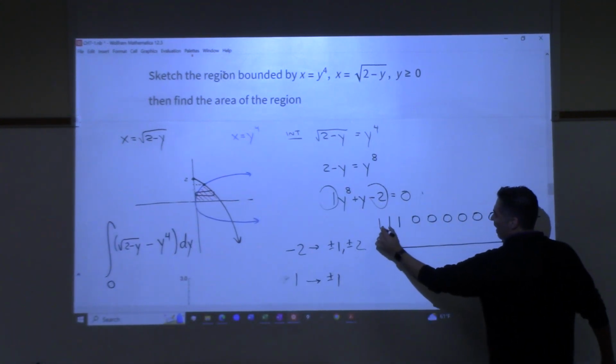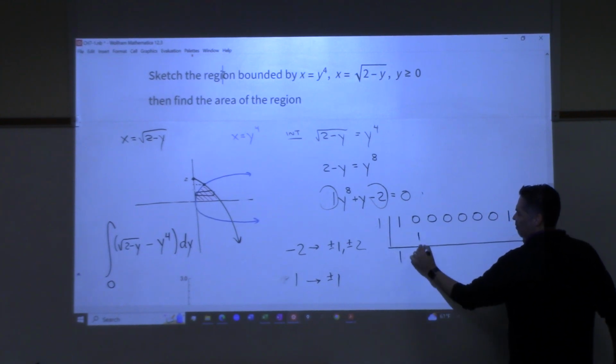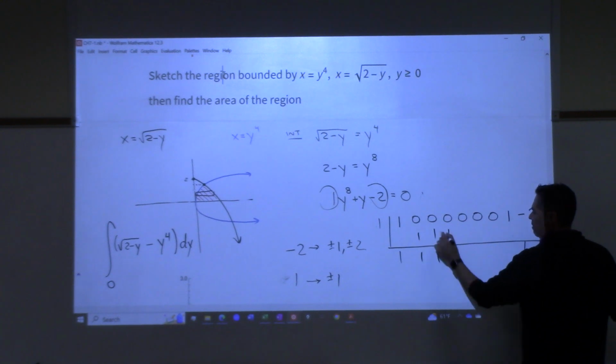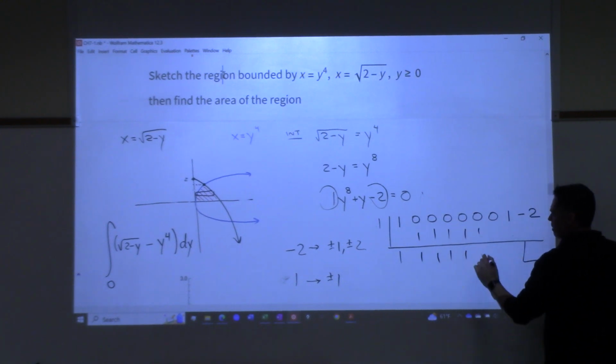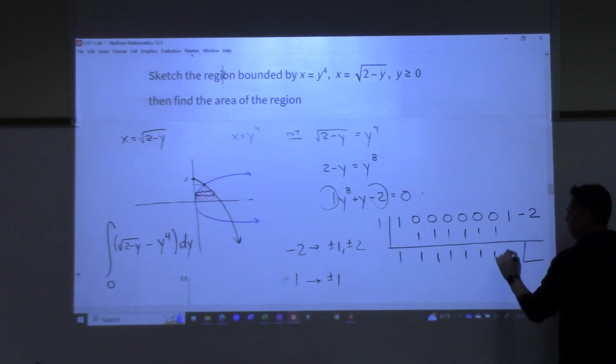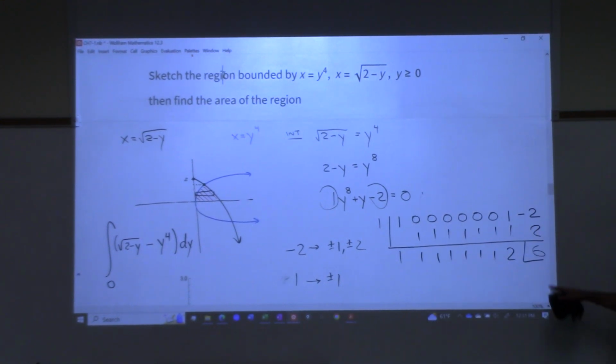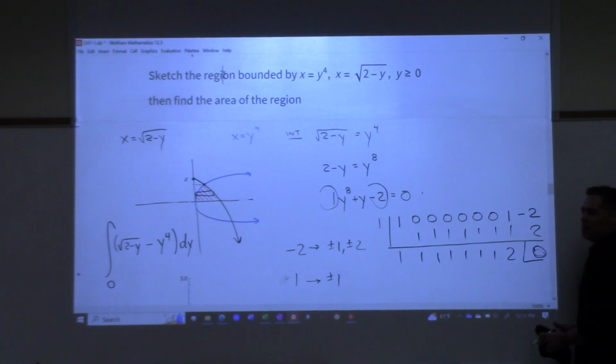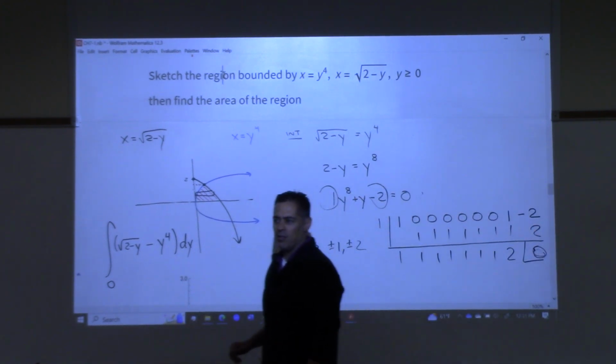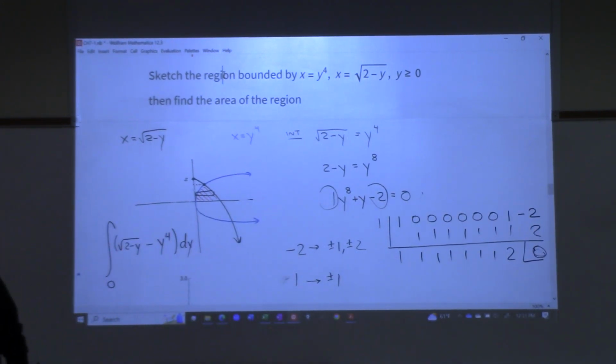Let's see. 1. If we do that, then what happens? 1, 1, 1, 1, 1, 1, 1, 1, 1, 1, 1, 1, 2, 2, 0. So we get a 0 at the end, which tells us that 1 is a zero of the function.